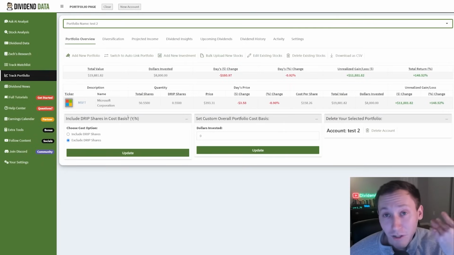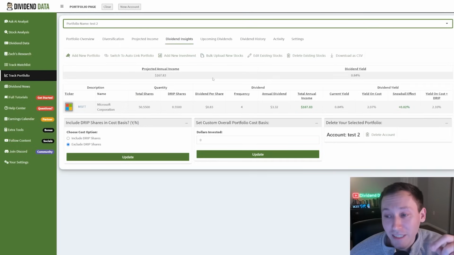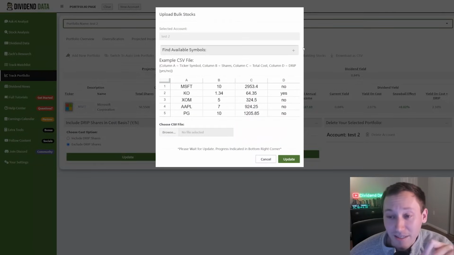So that really depends whether mentally you want to think of it as DRIP shares being part of your return, which I actually like to think of it that way. But the important thing is if we go over to Dividend Insights, you can now see your snowball effect from reinvesting dividends. You can also bulk upload new stocks to your account.